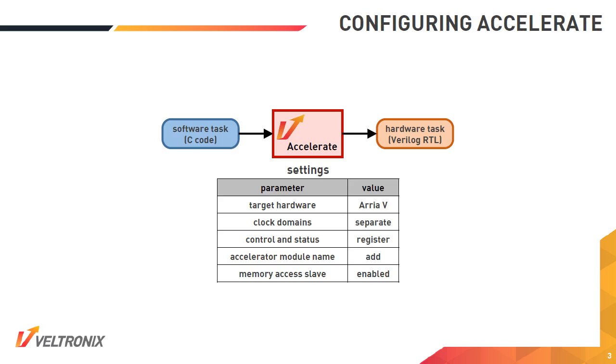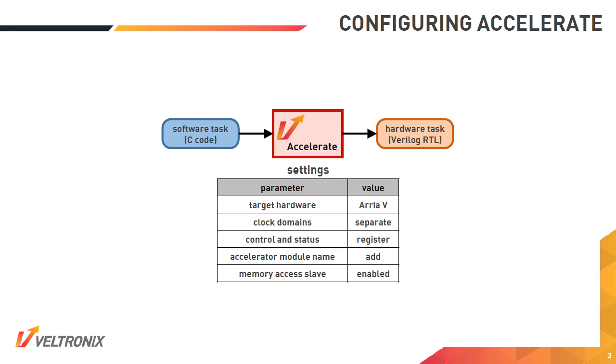Next, Accelerate needs to be configured. In this example, I will set the target to be the Altera ARIA 5. I'll make the accelerator have separate clock domains for its underlying submodules and have it controlled with a control bus rather than through dedicated start complete ports. Also, I'll give the accelerator a name and add a memory access slave to the accelerator.